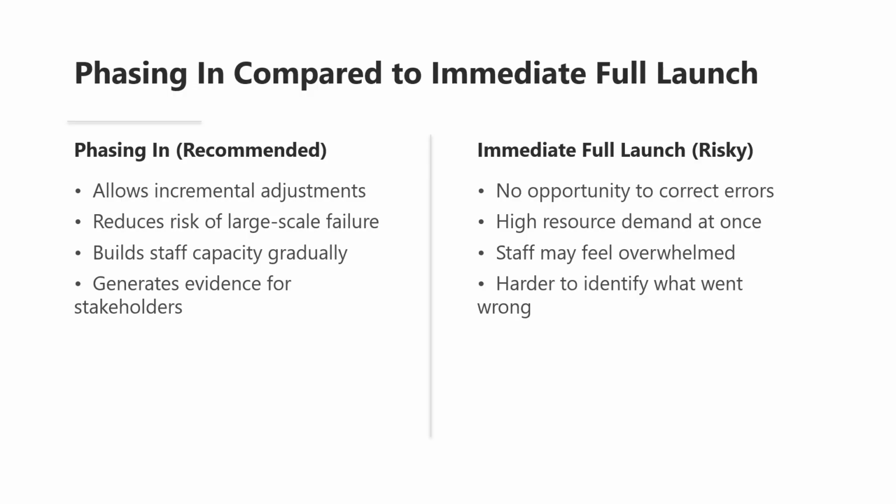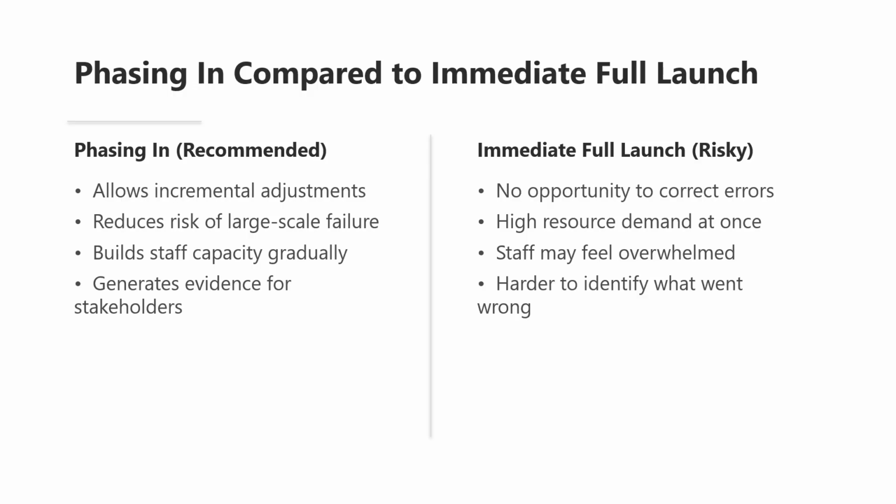A common question you might be asking is, why do we not just launch the full program right away? That is a great question, and the answer comes down to risk management and quality assurance. Phasing in allows you to make incremental adjustments. If something does not work at the second site, you can fix it before reaching the third site. It also reduces the risk of large-scale failure. If you launch everywhere at once and discover a major flaw, every site is affected simultaneously.